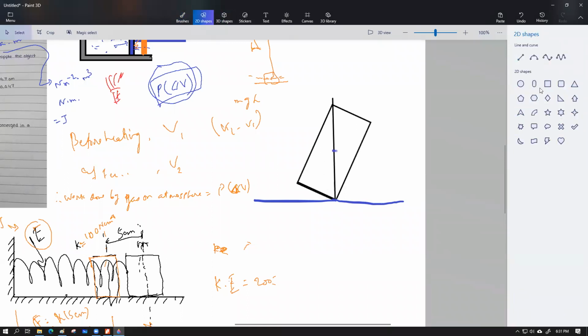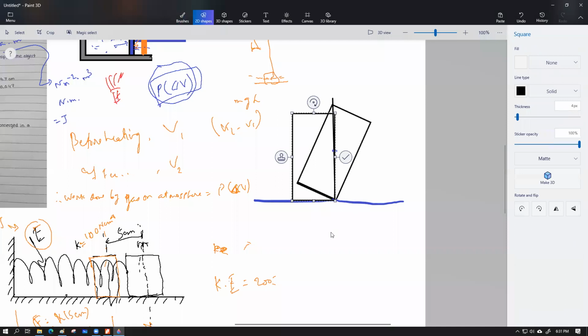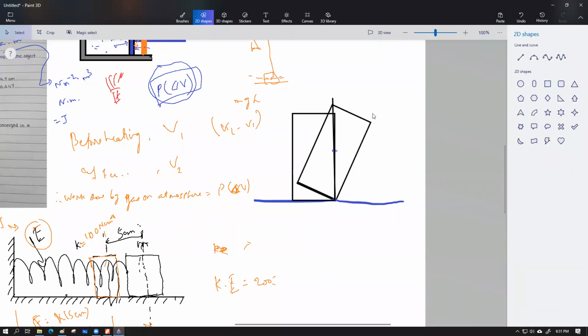So let me draw the vertical orientation one more time. Let's say the object was in this orientation. You have to move the object from here to there.